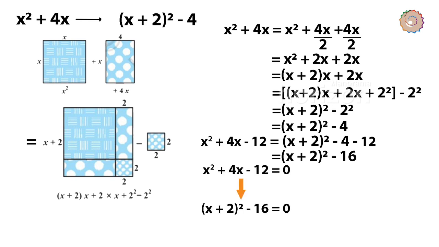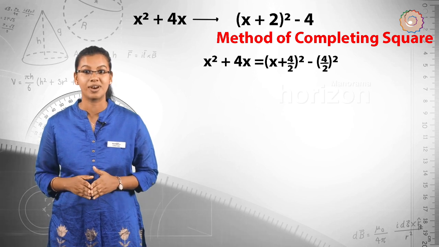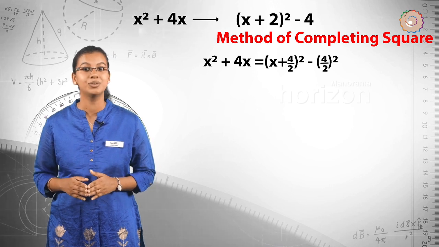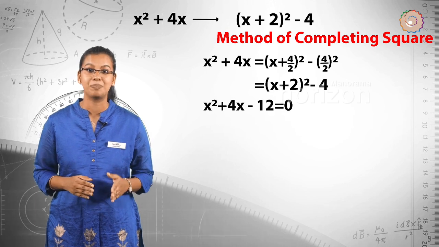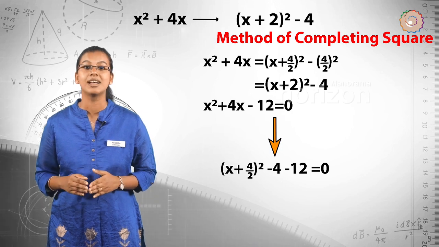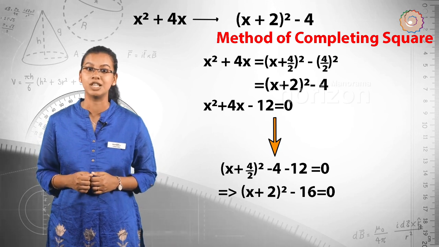Since x square plus 4x minus 12 equal to 0 can be written as (x plus 2) whole square minus 16 equal to 0 by the process of completing the square, this method is known as the method of completing the square. In brief, we can write x square plus 4x as (x plus 4 by 2) whole square minus (4 by 2) whole square, which is (x plus 2) whole square minus 4. So x square plus 4x minus 12 equal to 0 can be written as (x plus 4 by 2) whole square minus 4 minus 12 equal to 0, which is (x plus 2) whole square minus 16 equal to 0.